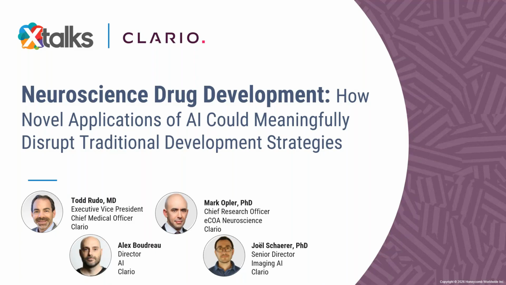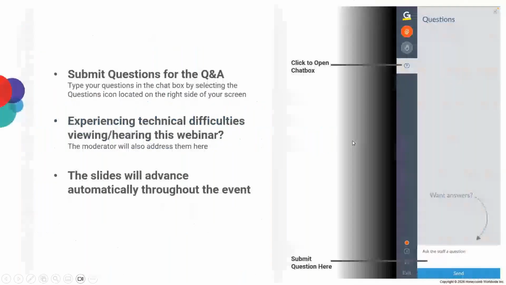Today's talk is entitled Neuroscience Drug Development: How Novel Applications of AI Could Meaningfully Disrupt Traditional Development Strategies. My name is Sonia Hunt, and it's my pleasure to be your X Talks moderator for today. Today's webinar will run for approximately 60 minutes.